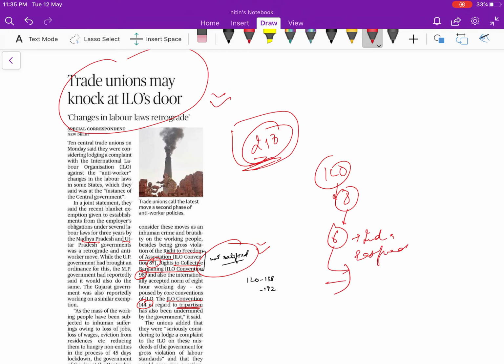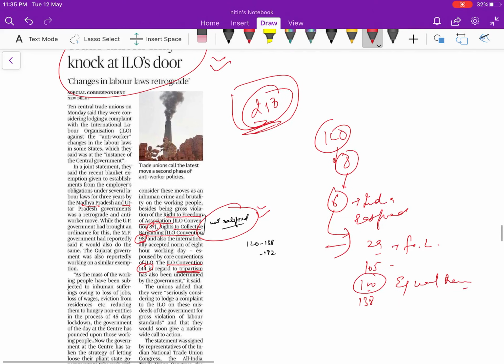One of the conventions is the Forced Labor Convention, Convention number 29. We have Convention number 105, that is Abolition of Forced Labor Convention. Then we have Convention number 100, that is Equal Remuneration Convention. Then we also have, if I remember correctly, 138 and 182. Convention 138 is regarding the Minimum Age Convention. Convention number 182 is regarding the Worst Forms of Child Labor Convention.